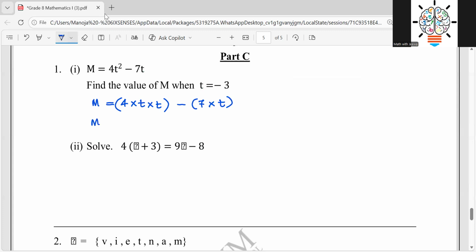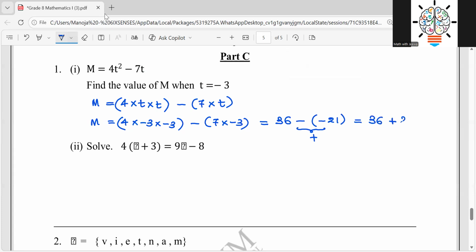Then you substitute the value. How? 4 times -3 times -3 minus 7 times -3. Then you can write -3 times -3, +9. +9 times 4, 36. Subtract 7 times -3, -21. When you have the two negative signs like this, you know you can add them. So then you write 36 plus 21.